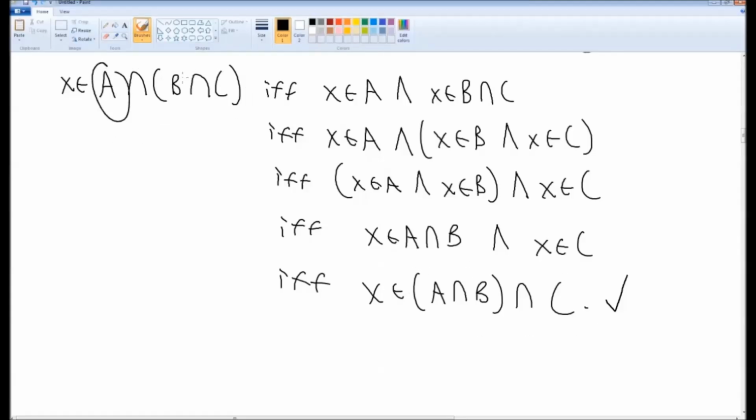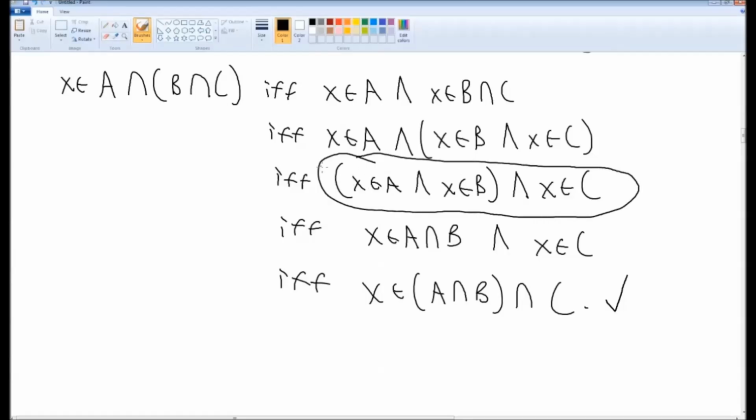Well, if you're in A intersect this set, that means you're in the first set and in the second set. Recall the wedge means and. If you're in B intersect C, that's the same as saying you're in B and you're in C. But now to say X is in A and X is in B and X is in C, that means all three of these things have to be true. But by laws of logic, that's the same as saying this. You can change the parentheses with and.